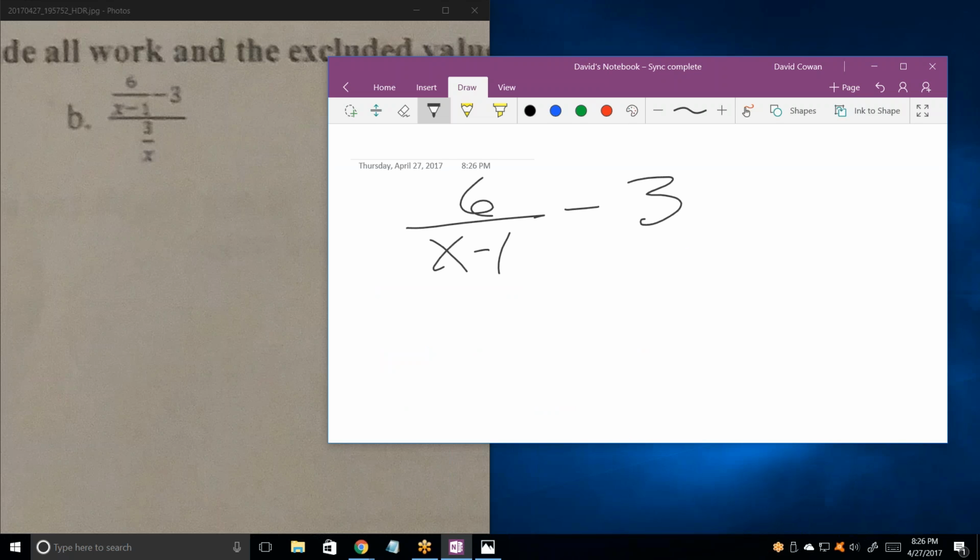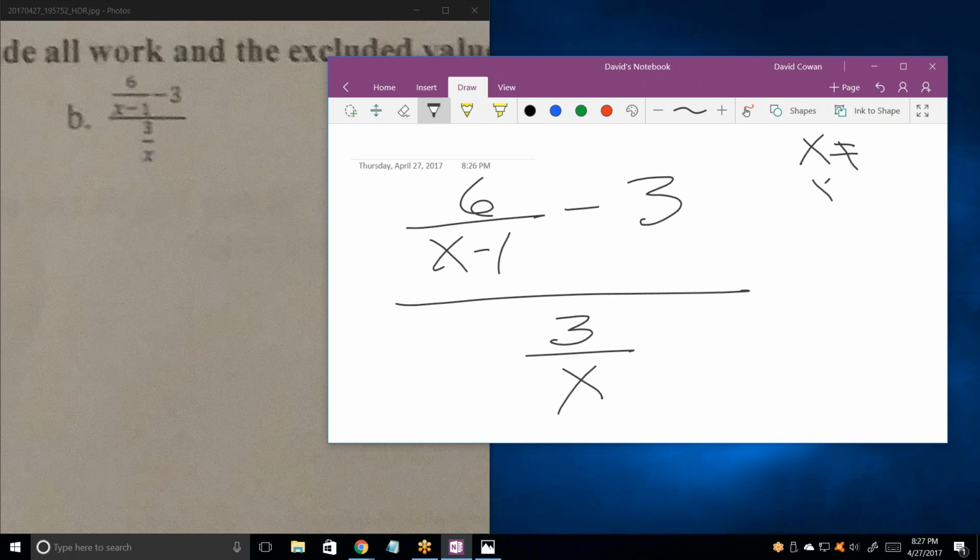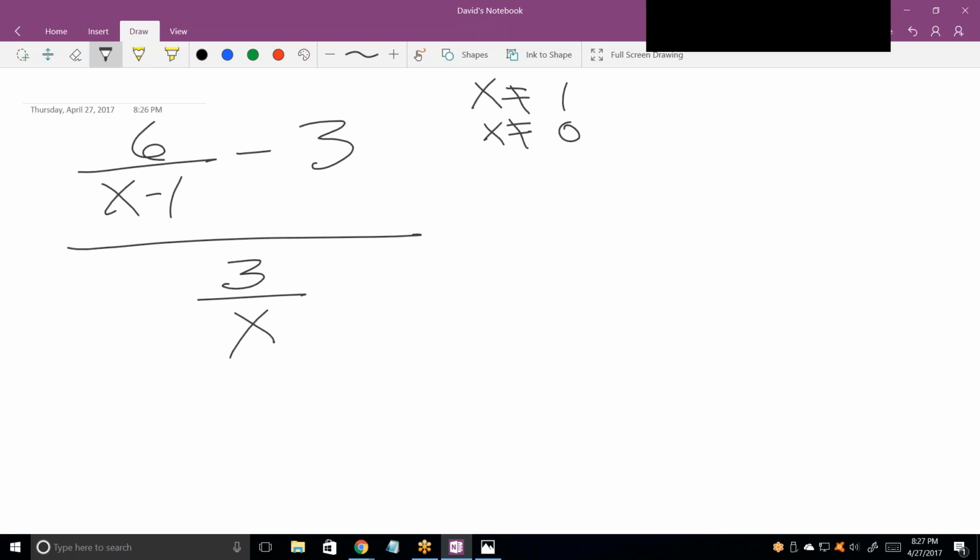Right off the get-go, before we do anything else, what are the excluded values for x? 0 and 1. Okay. That's never going to change no matter what we do to this function. No matter how we manipulate it, x can still never be equal to 1 and never be equal to 0. Now, operate on the numerator only. Solve that problem right there. How do you handle that?